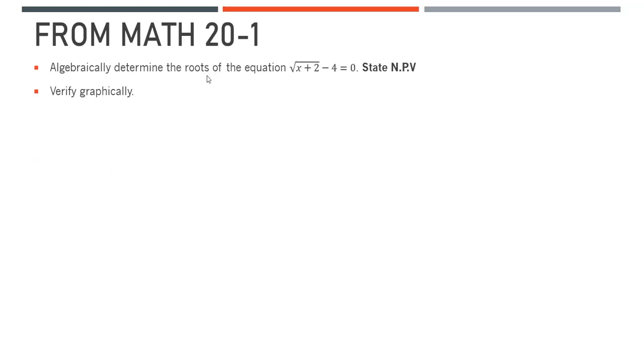So algebraically determine the roots of the equation square root of x plus 2 minus 4 equals 0. State MPVs. Now MPVs are non-permissible values, values that we cannot have x being. So here, x plus 2, we cannot have x plus 2 being less than 0. It can be 0, but it can't be less than 0. So I'm going to subtract 2 off both sides, and I get x is -2. So therefore, my MPVs are x is less than -2.